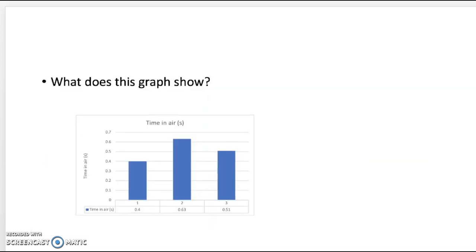And finally, this graph is showing the time in air in seconds. So the lowest score was 0.4 seconds time in air. The highest score was 0.63 seconds, and the mean score was 0.51 seconds. This is related to the duration of phase, as that was quite low and quite close. The scores were all quite close together.